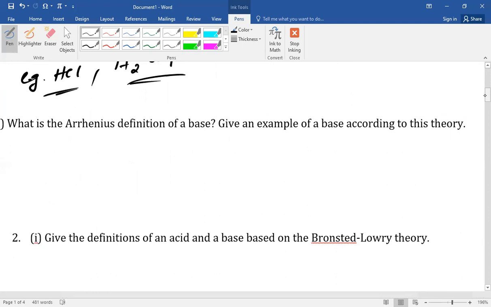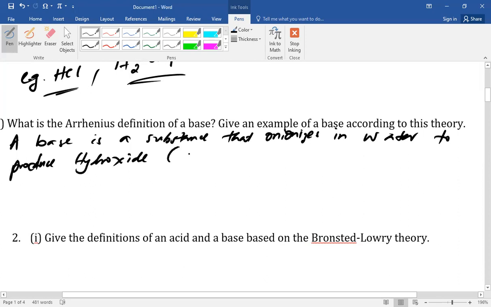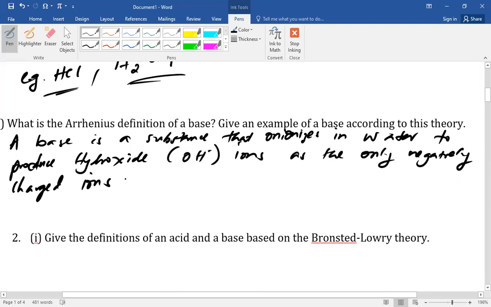So the Arrhenius definition of a base is that a base ionizes or dissociates, like we said in the previous question, that ionizes in water to produce negatively charged ions. So that's the definition of the base according to the Arrhenius definition.